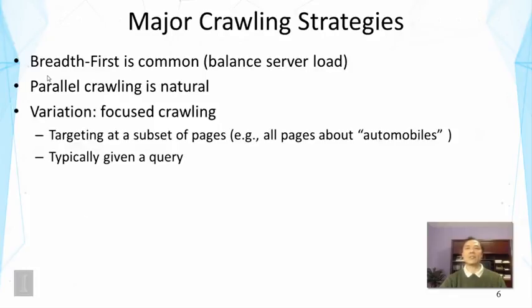And there are some variations of the crawling task. One interesting variation is called focused crawling. In this case, we're going to crawl just some pages about a particular topic, for example, all pages about automobiles. Right? And this is typically going to start with a query, and then you can use the query to get some results from a major search engine, and then you can start with those results and gradually crawl more.